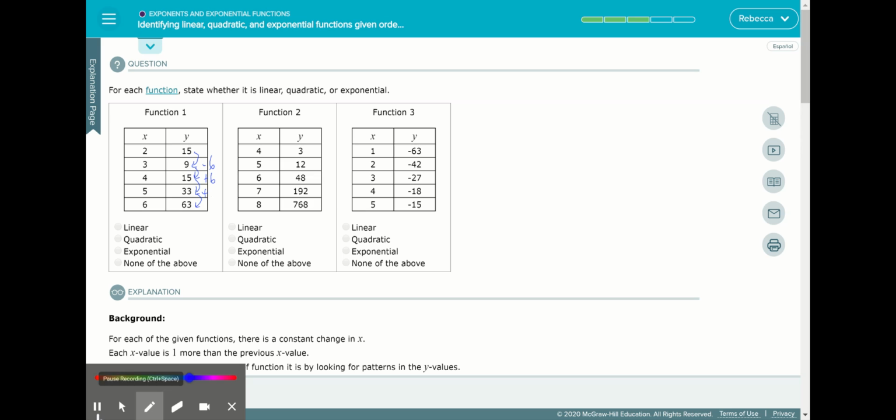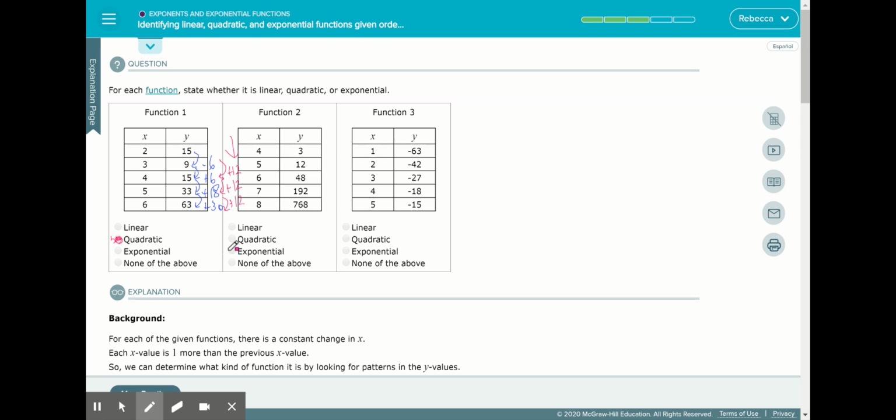Then from 15 to 33, we had to add 18. And then from 33 to 63, we must have added 30. So when I check for a second difference, we added 12 to go from -6 to +6. And did we add 12 again? And we did. 6 plus 12 is 18. And then 18 to 30 is, again, another 12. So the second difference is constant. The first one's linear. So now I know I have a quadratic function.